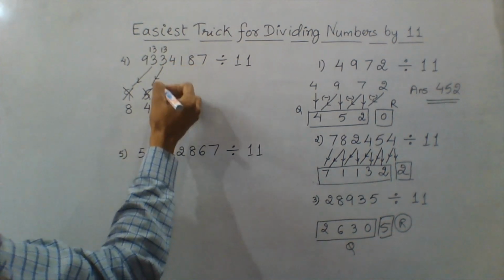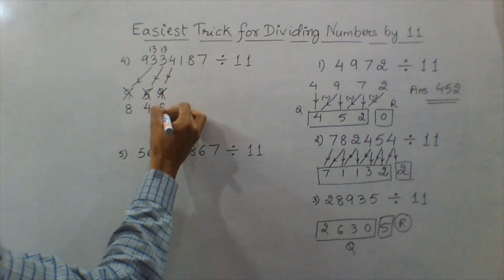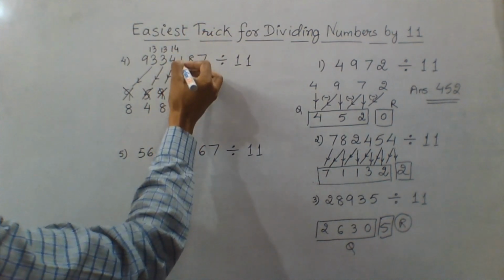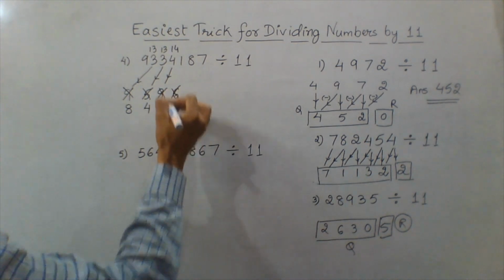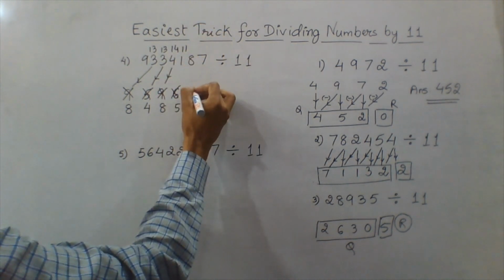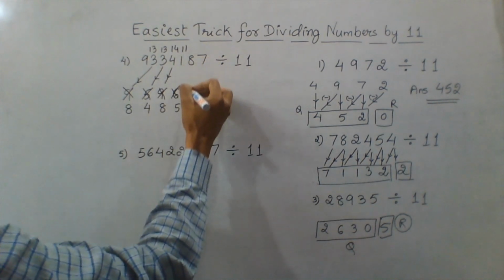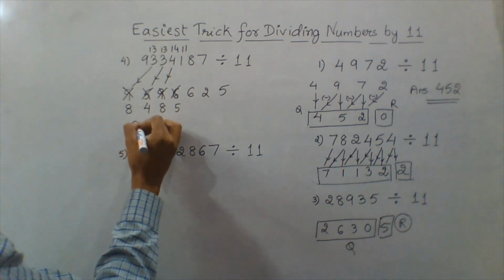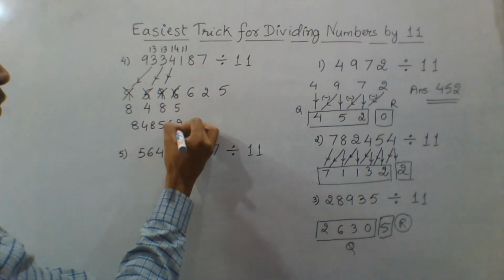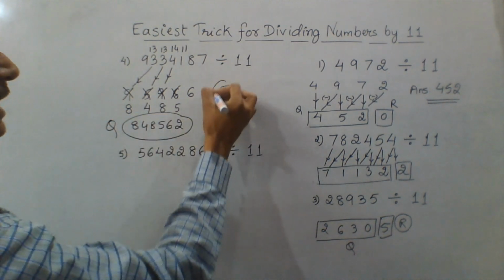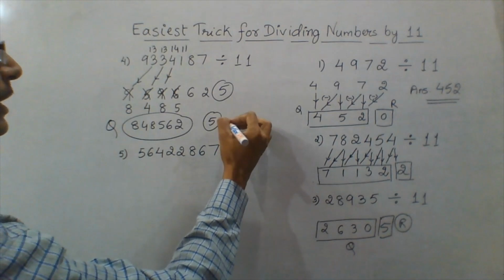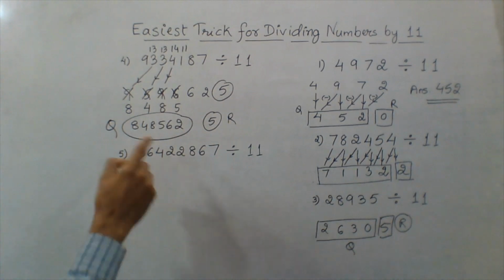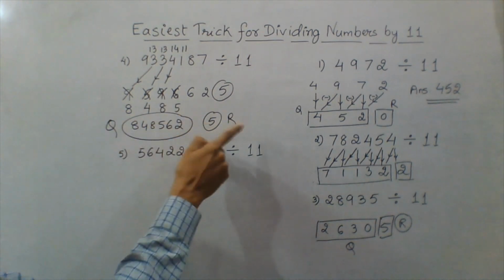Again, 4 minus 9 is negative. So this becomes 8 and this becomes 14. So 14 minus 8 is 6. 1 minus 6 is negative. So 5 and this becomes 11. So 11 minus 5 is 6. Now it's easier. 8 minus 6 is 2 and 7 minus 2 is 5. So your answer will be 8, 4, 8, 5, 6, 2. This is the quotient and the last digit 5 is the remainder. So 9334187 divided by 11 will give me 848562 as the quotient and 5 as the remainder.